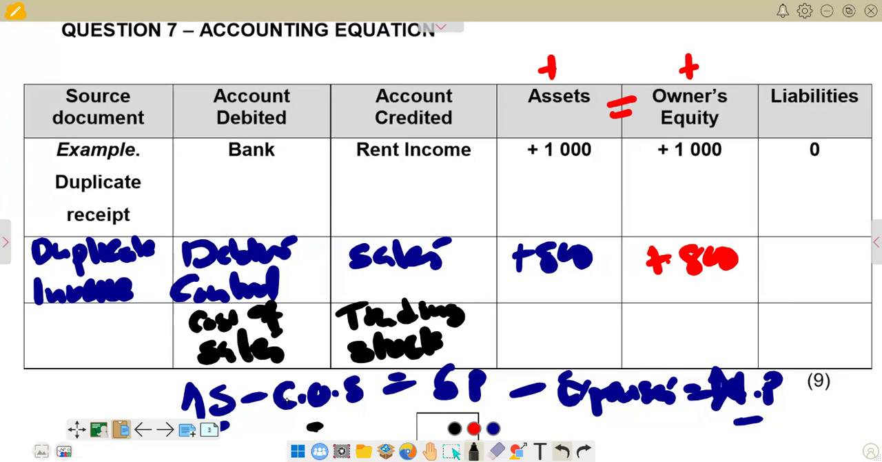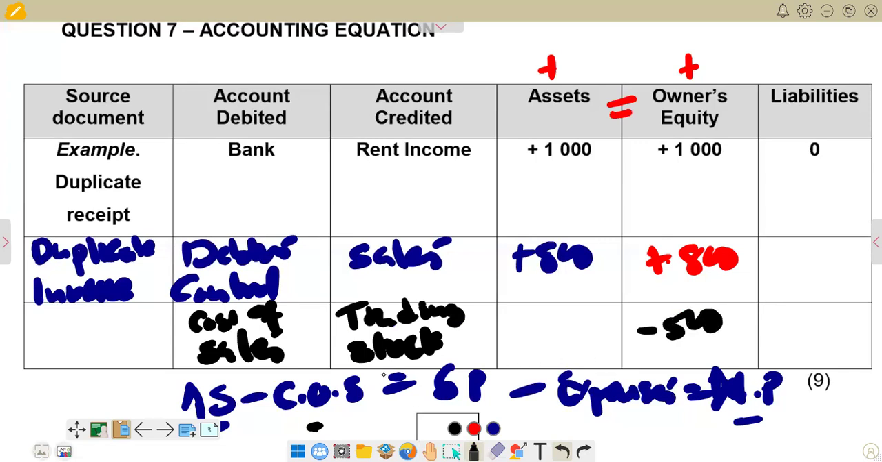So whenever we debit cost of sales, we are increasing the figure for cost of sales. So we are saying the cost of sales figure has increased, which means it's going to reduce our net profit. So this cost of sales is also affecting our owner's equity. Since it reduces net profit, it also reduces owner's equity. So we're going to have a negative in terms of the 500 of cost of sales that we have, so we're going to have minus 500 here.